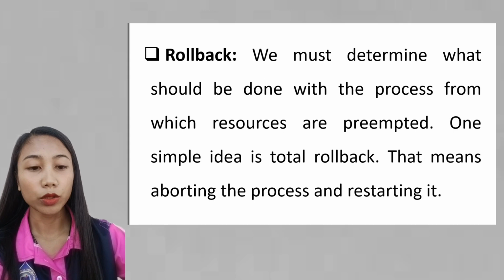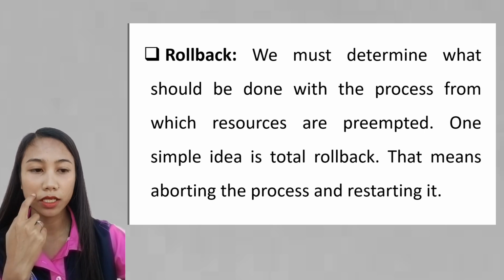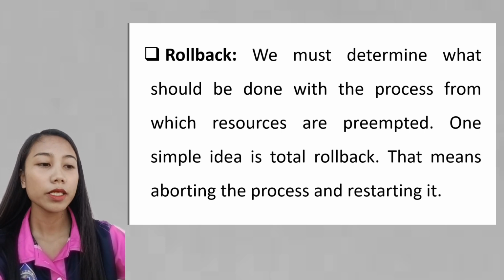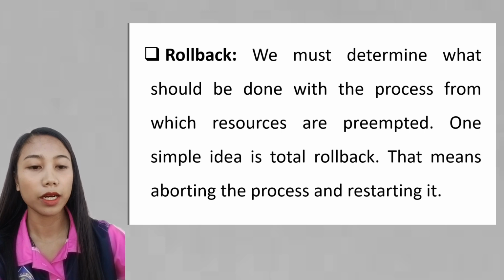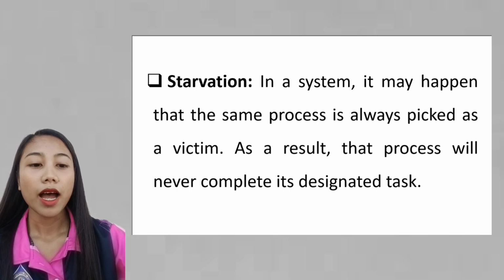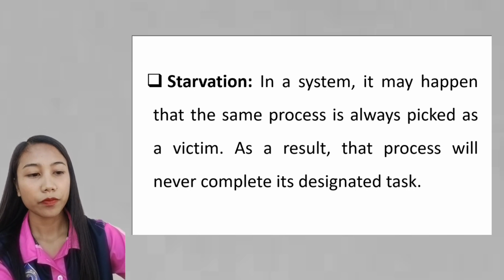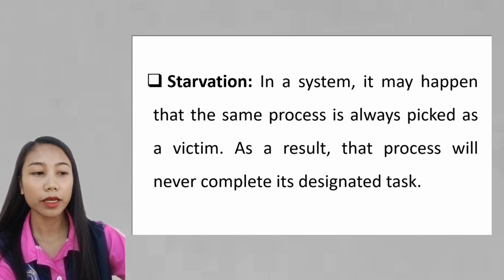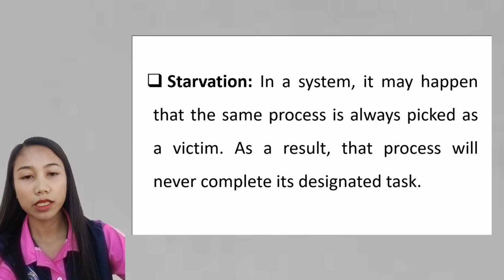Number 2. Rollback. We must determine what should be done with the process from which resources are preempted. One simple idea is a total rollback. That means aborting the process and restarting it. After preempting resources, we might need to roll back some processes to an earlier state so that they can restart without causing deadlock again.